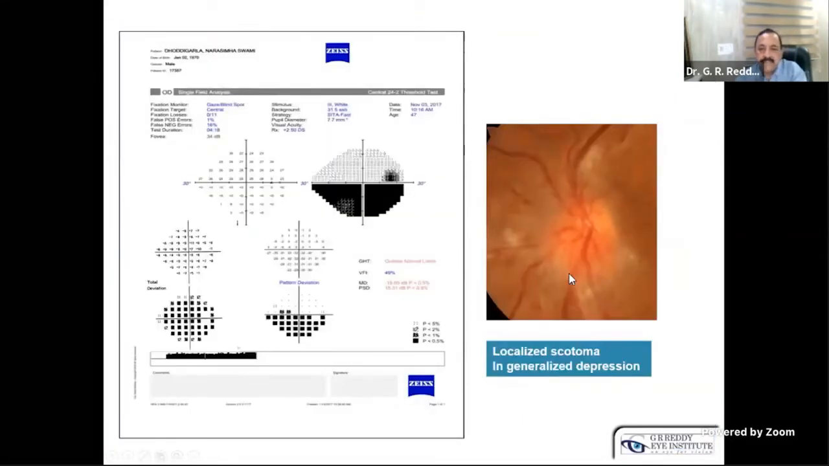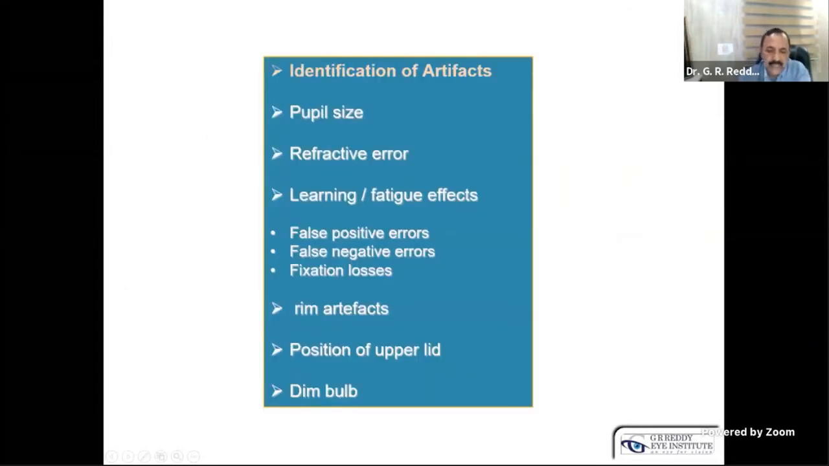Is it AON with an altitudinal field defect? And you see the generalized depression appreciated in the localized field. So identification of artifacts, the non-glaucomatous field defects, is very, very important.